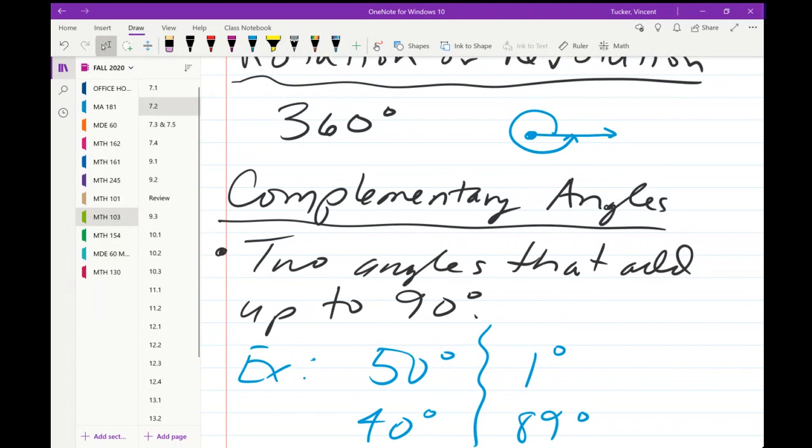Complementary angles are two angles that add up to give you 90 degrees. Examples of that, 50 and 40. 50 and 40 are 90 degrees when you add them up. 89 and 1 are also complementary angles. When you add them together, you get 90 degrees.